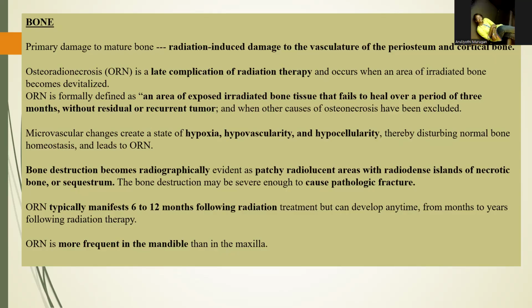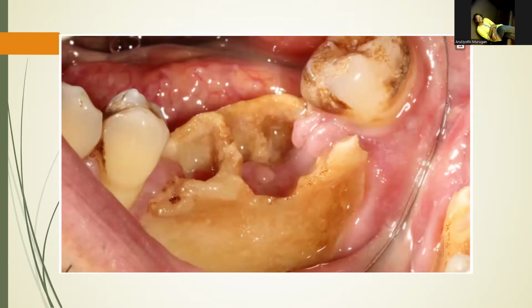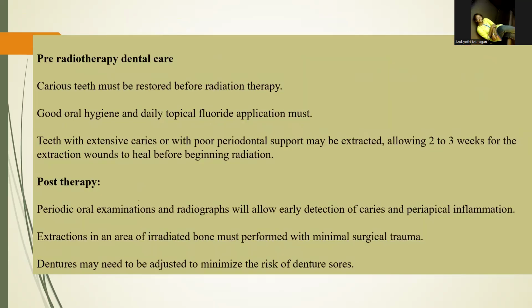This bone destruction can be seen radiographically, which shows patchy radiolucent areas with radiodense islands of necrotic bone or sequestrum. So osteoradionecrosis typically manifests 6 to 12 months following the radiation and is more frequent in the mandible than the maxilla. So this is a picture of exposed necrotic bone sequestrum in a case of osteoradionecrosis.